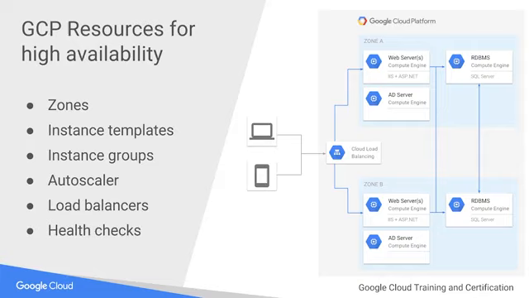This diagram shows the typical architecture that's used to ensure high availability of your Windows workload when running on Google Cloud Platform. This involves several different resources: Zone, Instance Template, Instance Group, Autoscaler, Load Balancer, and Health Checks. We'll take a closer look at each of the Google resources over the next few slides, but note that Windows resources should also be deployed with high availability in mind.